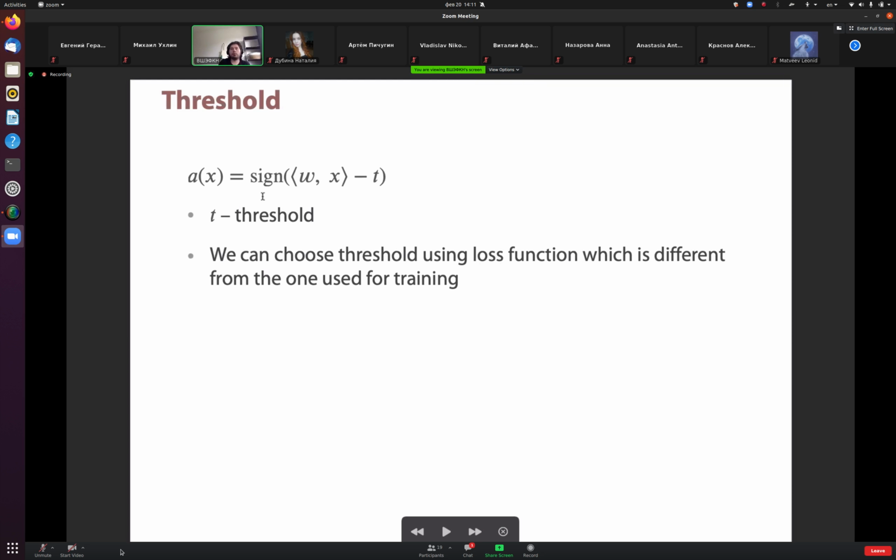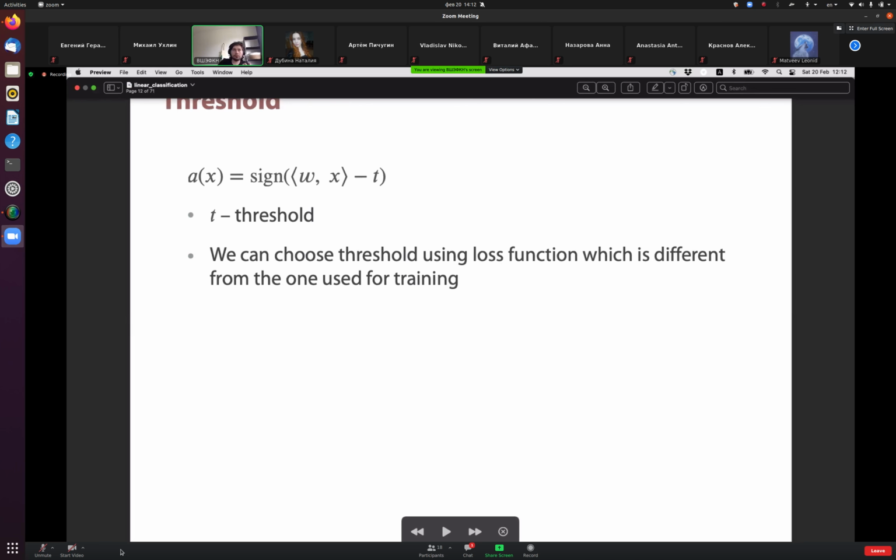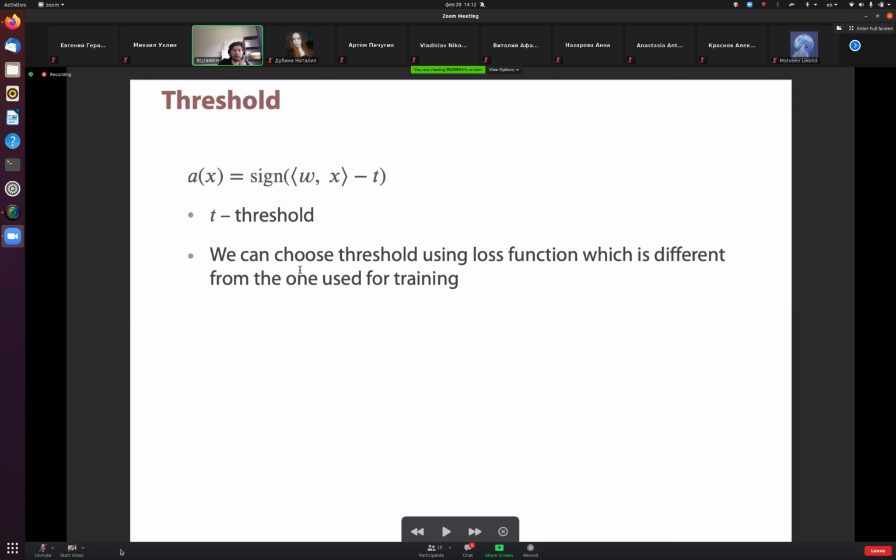Okay, one more thing that we can do is this: we do not always want to say that a point is positive just because it is a bit greater than 0. For example, we might want to mark it as a positive class only if it's greater than 100. So it's again a trainable parameter that we can tune to show our confidence.